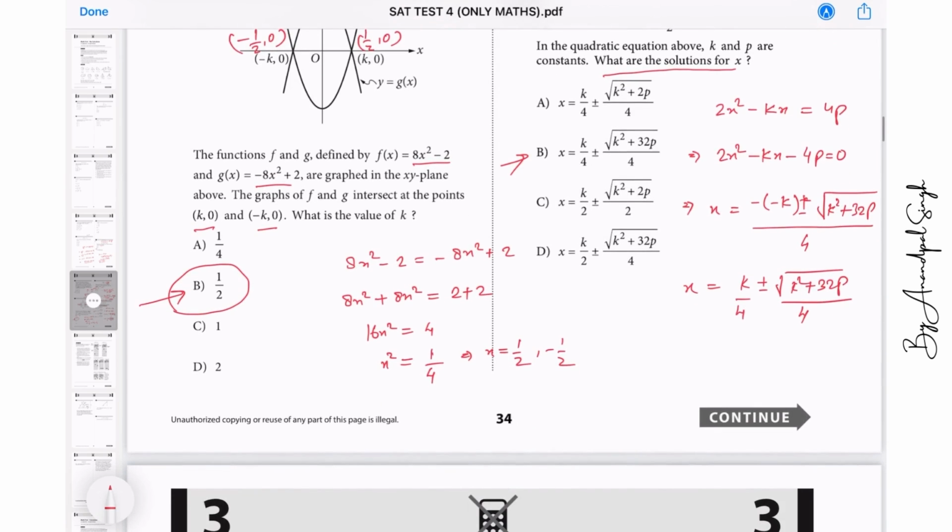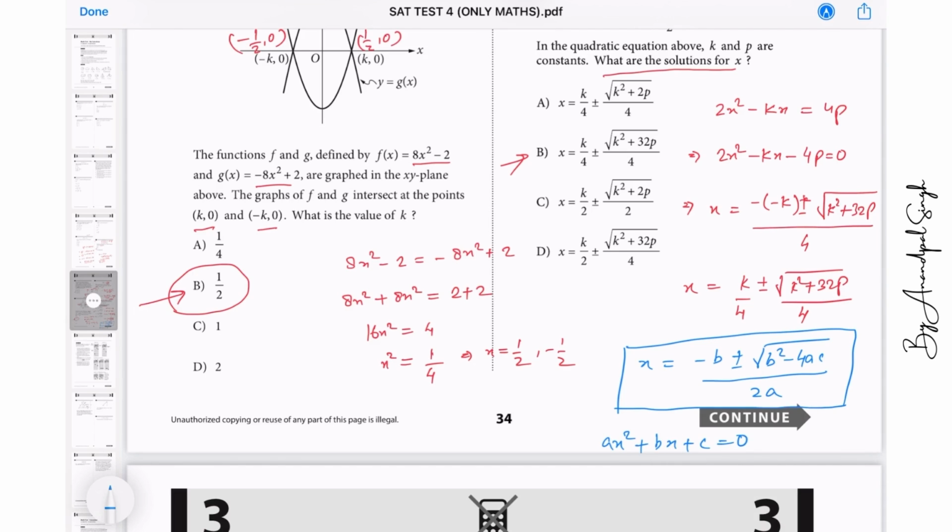See, here we have just applied the quadratic formula. I'm just writing it in blue. The quadratic formula is x equals to minus b plus minus root b square minus 4ac whole over 2a. Just observe, dear friends, that we have used the quadratic formula to simplify any quadratic equation ax square plus bx plus c. So first of all, I converted the whole equation into this form. Then a is this, b is minus k, and c is minus 4b. Then I applied the quadratic formula and got this answer.